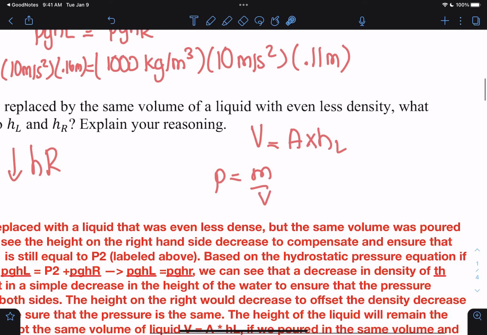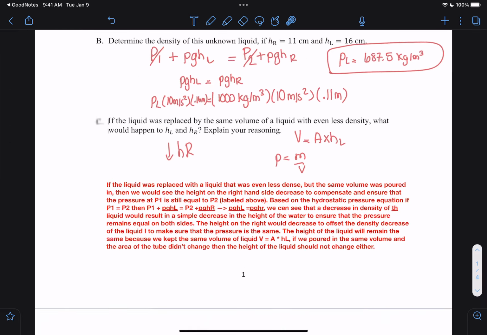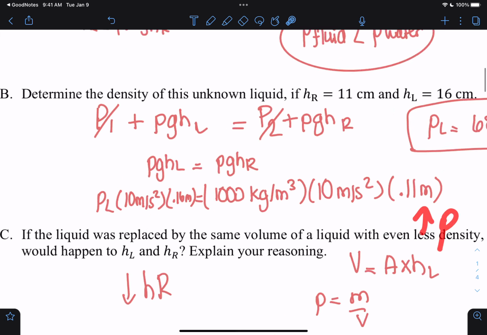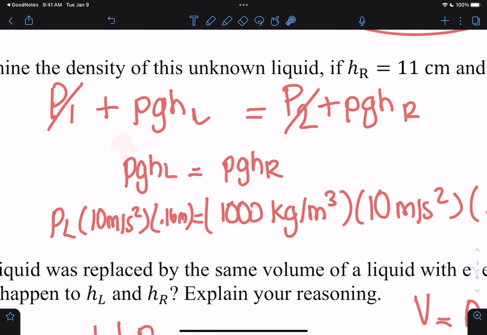Now that we got that out of the way, if the volume is the same, 10 and 10, HL would remain the same, 2 and 2, because the area is 5 and 5. That's just some theoretical math there. Now, if I increase the density of the unknown liquid, what happens to my HR here? This is also assuming that I keep the density of the fluid the same, because I'm pouring in the same water.